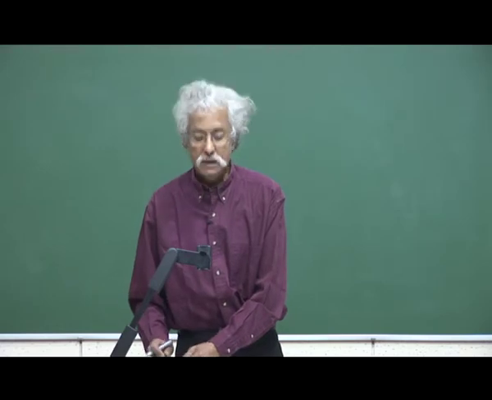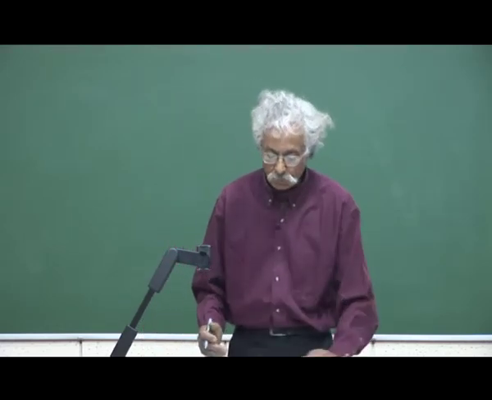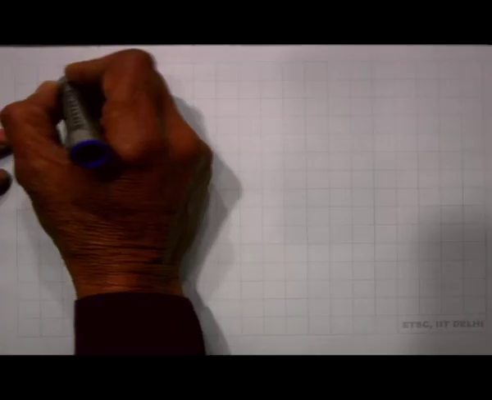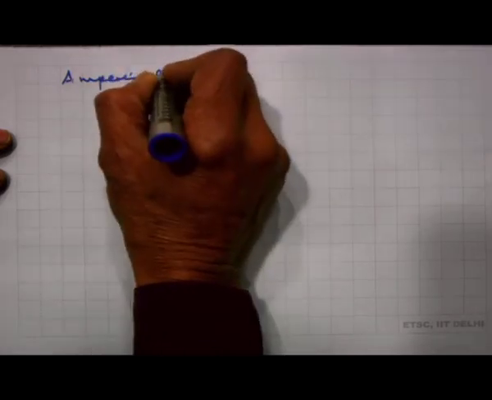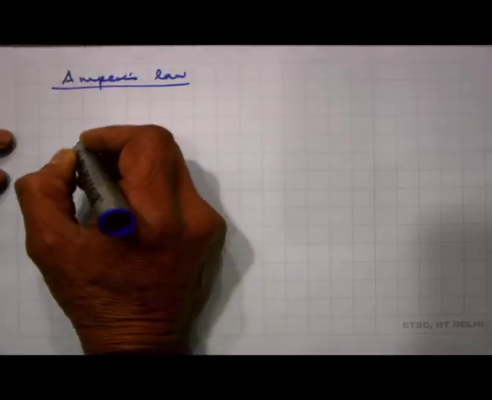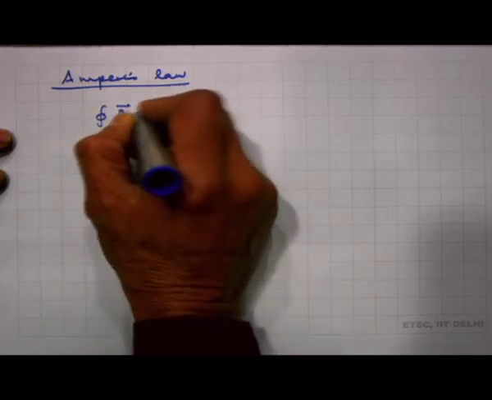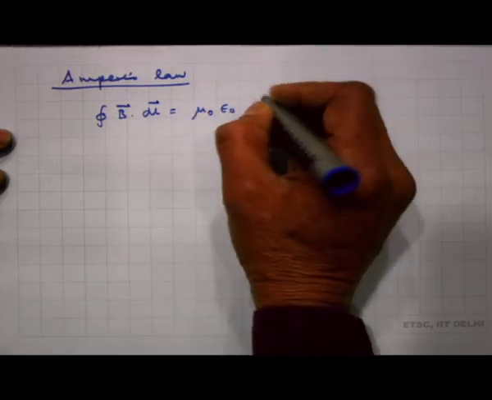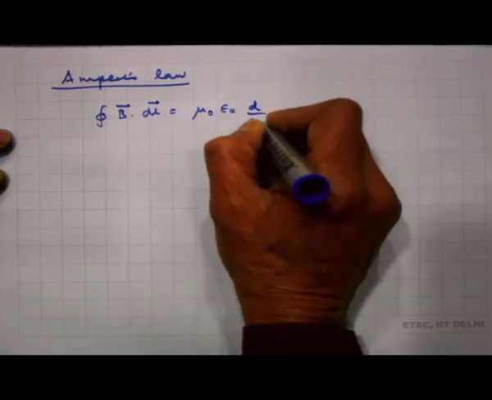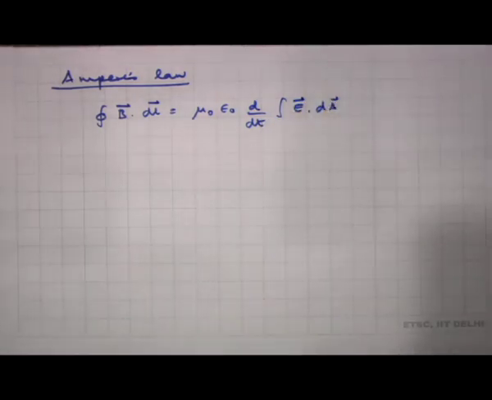Now, I want to apply the same solutions in Ampere's generalized Ampere's law. So, now let me look at it. Ampere's law was integral B dot dl is equal to mu 0 epsilon 0 d by dt of integral E dot dA. So, I need to calculate both the left hand side and the right hand side.